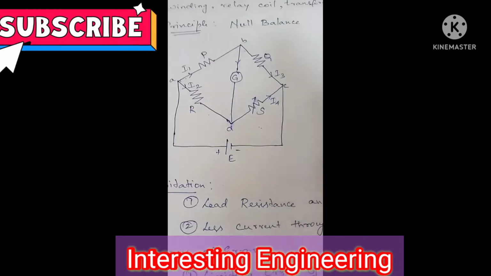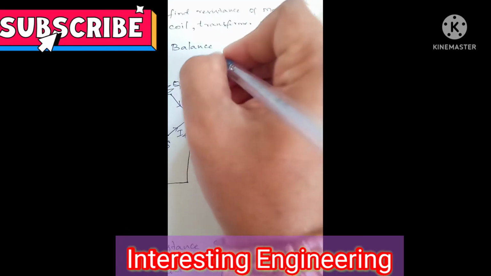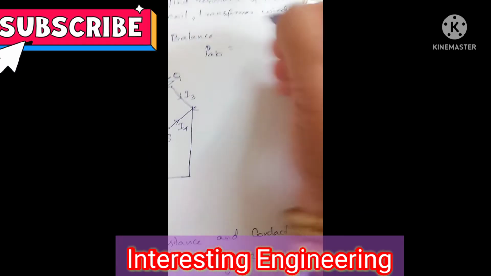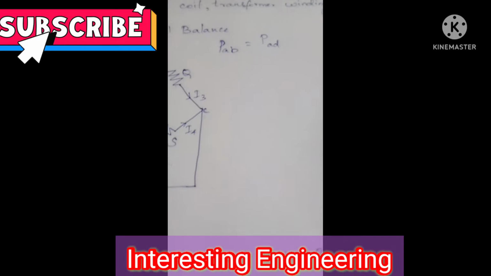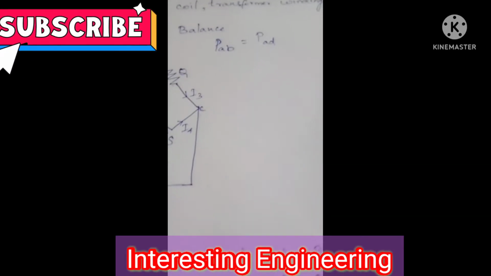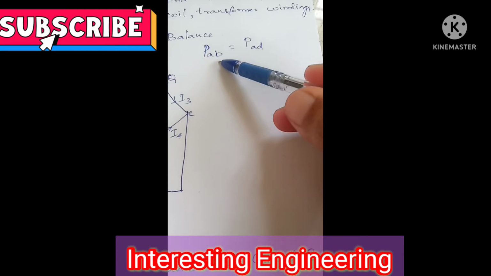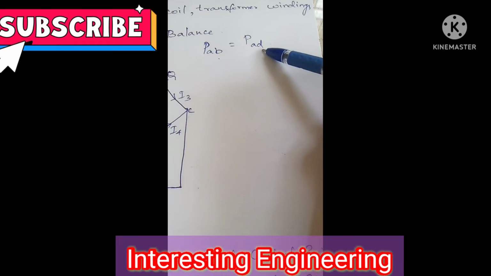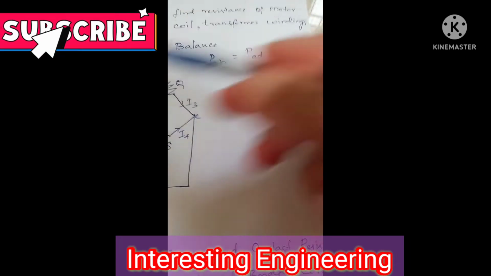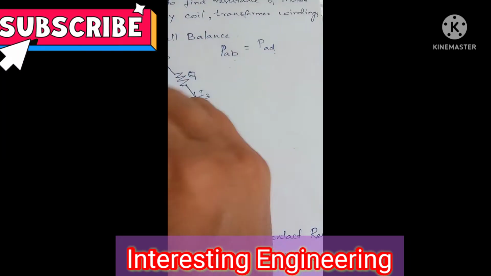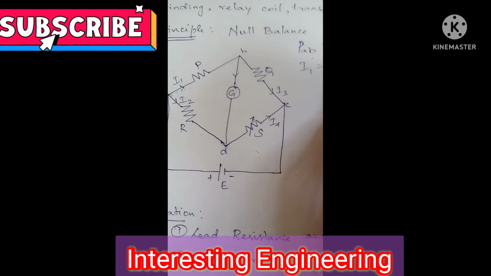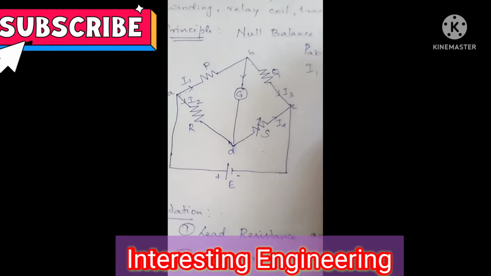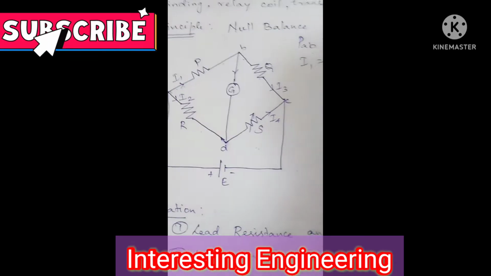Under balanced condition, the potential drop across the points PAB will be equal to PAD. The bridge is brought to a balanced condition by making the potential across the points PAB equal to the potential across PAD. At that condition, the current through the ratio arm I1 will be equal to I3, and similarly I2 is equal to I4. These two conditions are achieved for a bridge balance condition.